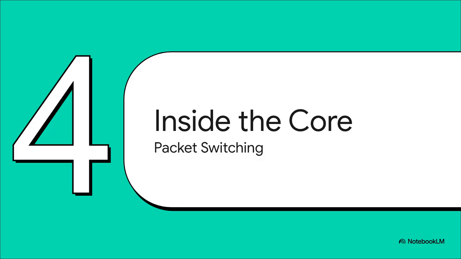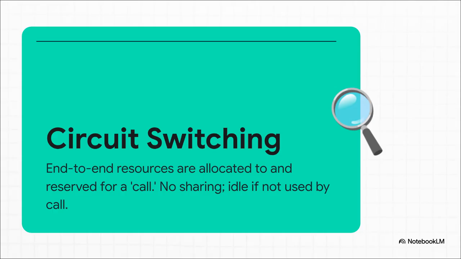Once your data is on that highway, it travels through this massive, tangled mesh of routers. And the way it travels is all thanks to a truly revolutionary idea called packet switching. To really get why packet switching is so awesome, you first have to understand the old way of doing things, circuit switching. This is how the old telephone networks worked.